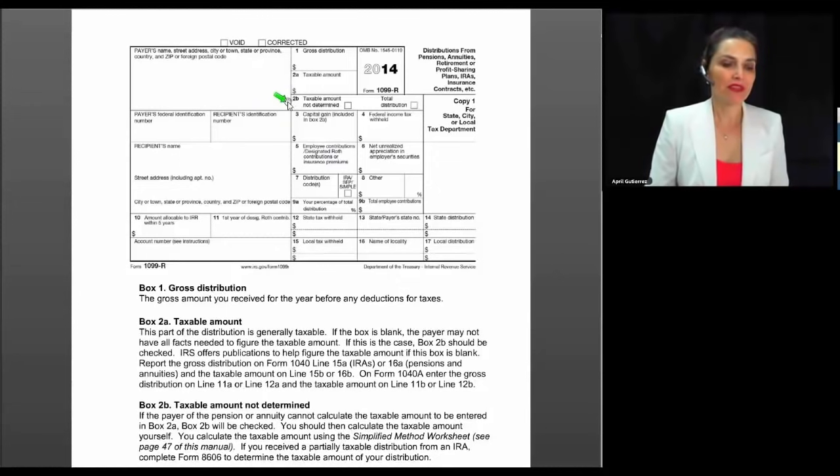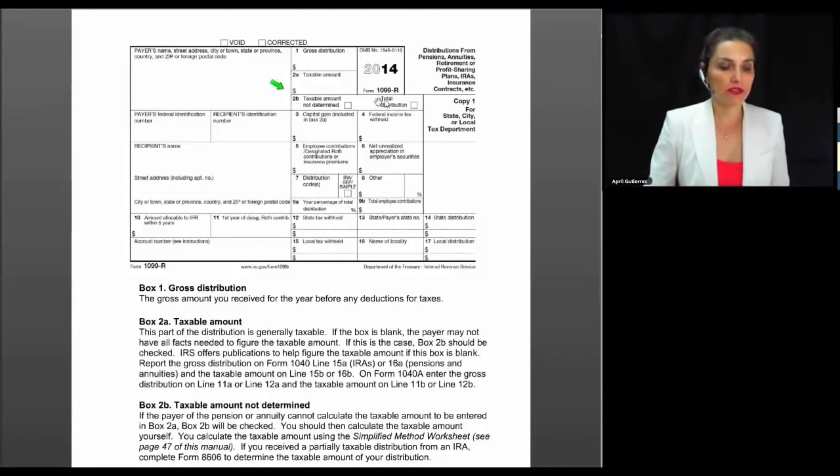So what do you do when the taxable amount is not determined? How do you determine what the taxable amount is? You can assume that the taxable amount and the gross distribution are the same unless you can show to the contrary, unless you have some information that leads you to believe that the taxable amount is less than the gross distribution. So as we're going through today's class, we'll look at some reasons why the taxable amount can be less than the gross distribution, and we'll also show how you make those calculations.